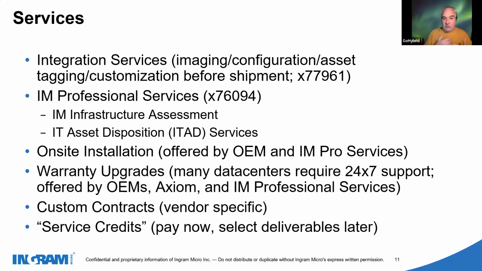With service credits, you can buy credits now and then decide down the road, hey, you know what? I heard there was a critical patch to the software. I heard there was a critical firmware update. I would like HPE or whoever I bought the credits from to come out and provide those services for me. And you don't have to pay for it at that time. You essentially just pay for it out of the credits you previously purchased.